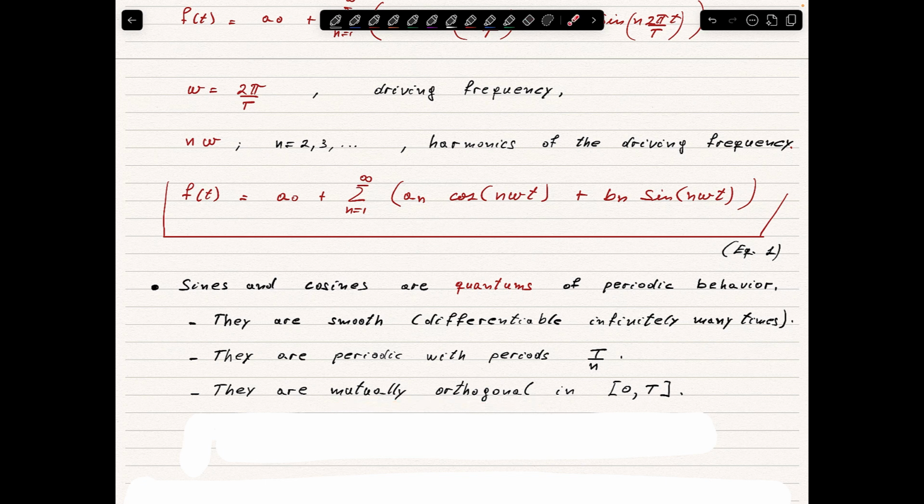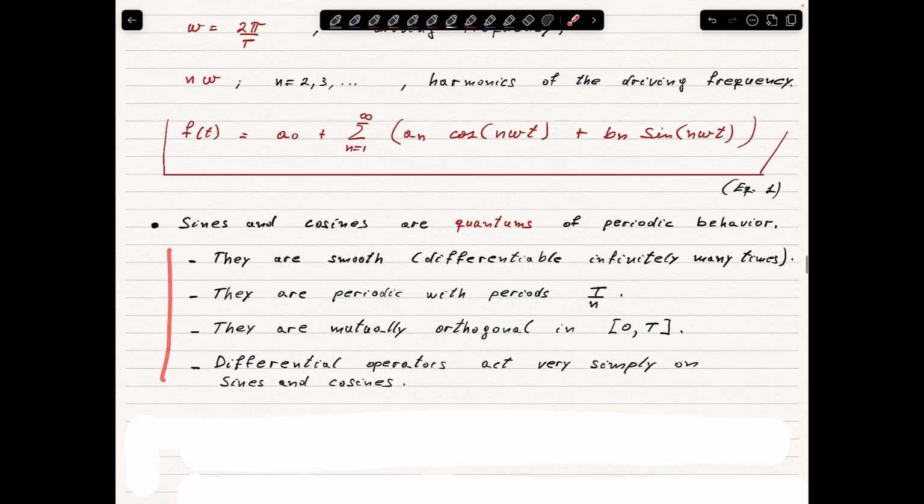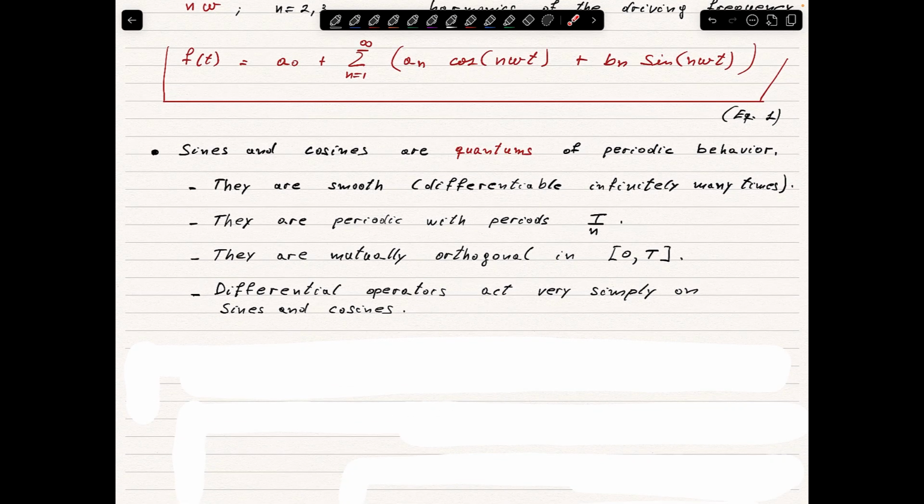Recall we have seen something like that in previous videos. The differential operator, the derivative operator, acts in a very simple way on sine and cosine. The derivative of the sine is the cosine, the derivative of the cosine is negative the sine. So because of all these properties, sines and cosines are very useful to analyze any periodic signals.